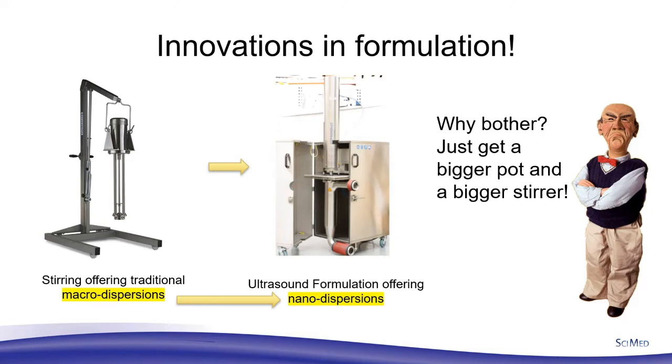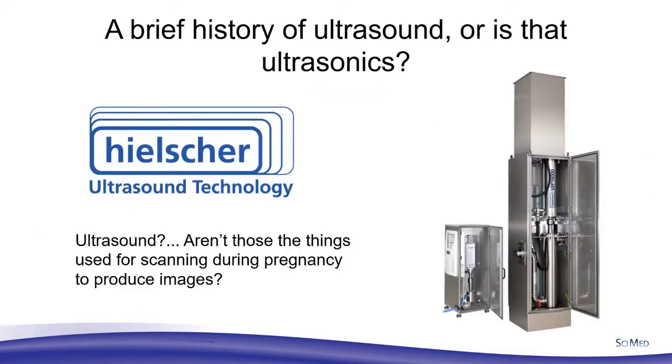We're now looking at fundamentally changing the nature of that product by going from what a traditional stirrer can do, which is a macro dispersion, taking liquid and liquid and just basically smashing it into each other to disperse it and break lumps up into smaller lumps, to nano dispersions, which is very, very different with ultrasound, and I'm going to explain why.